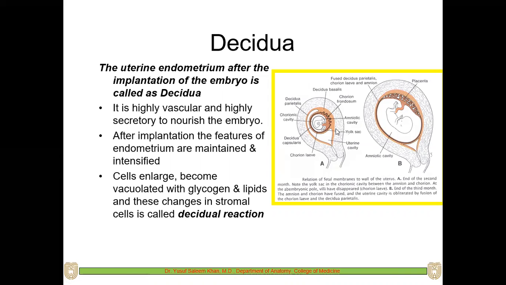Okay, so with the implantation of this embryo, now this endometrium is called the decidua.